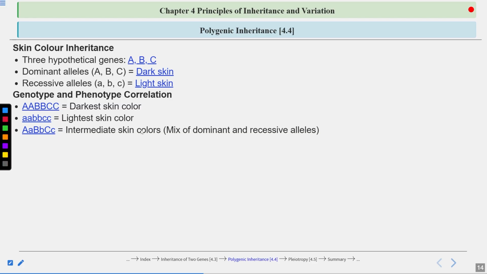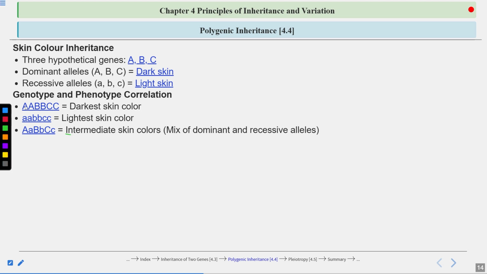So this is the additive effects of the alleles. In the heterozygous condition, when each gene is heterozygous, intermediate skin color will be observed. Now the skin color depends on the number of dominant or recessive alleles. So if there was capital A, capital A, then capital B, small b, capital C, small c, then what will happen? The skin color will be darker as compared to this intermediate one.